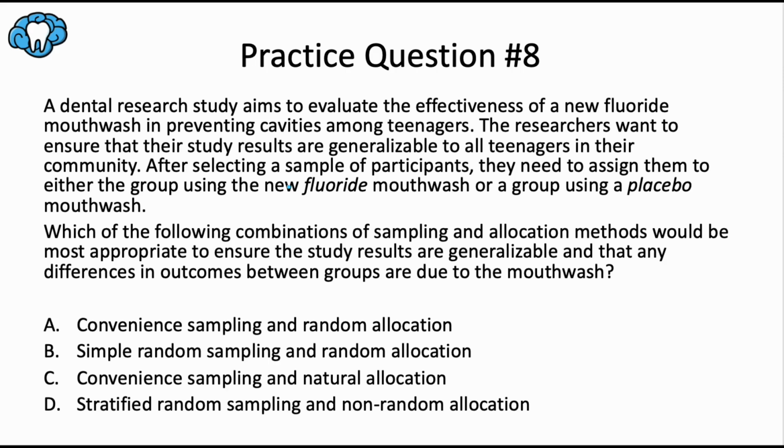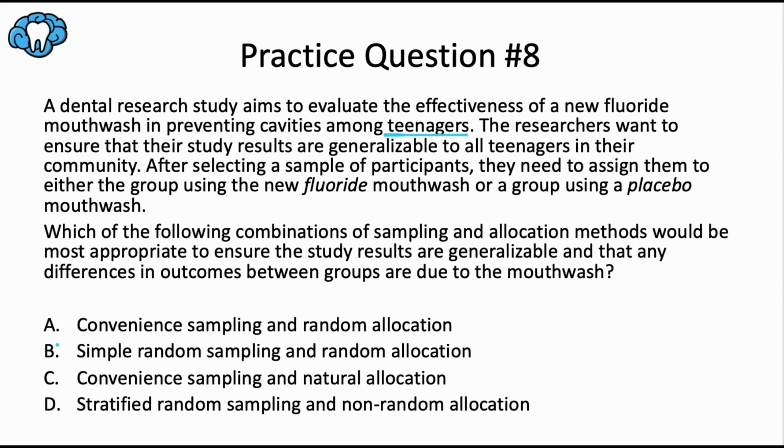We'll talk more about those study designs in the next chapter of this series. But all we need to know here, and all we're being asked, is the sampling and allocation method that would be best to ensure that the study results are generalizable and applicable to the target population of teenagers.